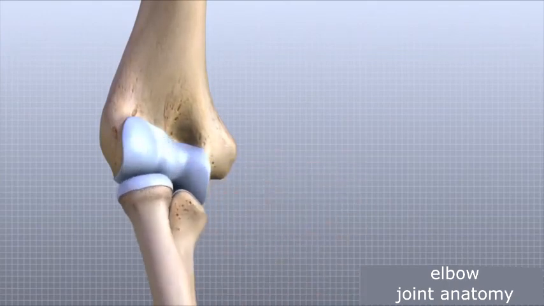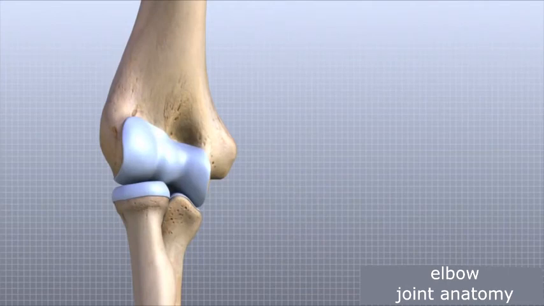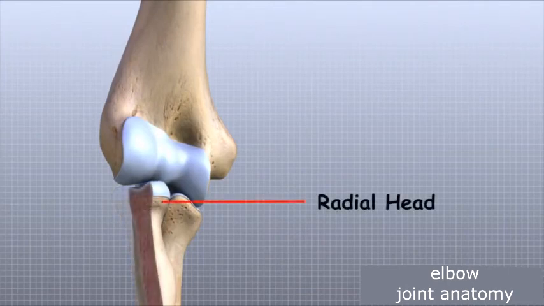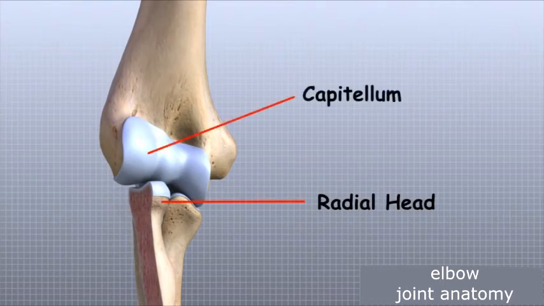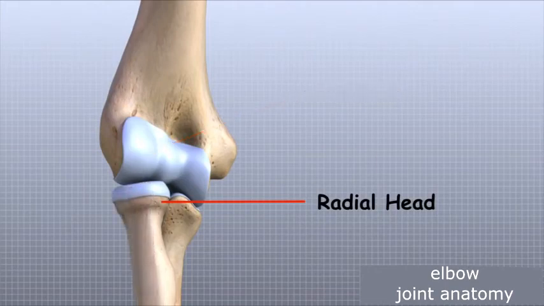To make this movement possible, the radial head is shaped like a shallow cup at the end. The shallow cup fits against the capitellum. The capitellum is a rounded knob at the end of the humerus. The radial head is also covered by articular cartilage. It glides against the ulna.